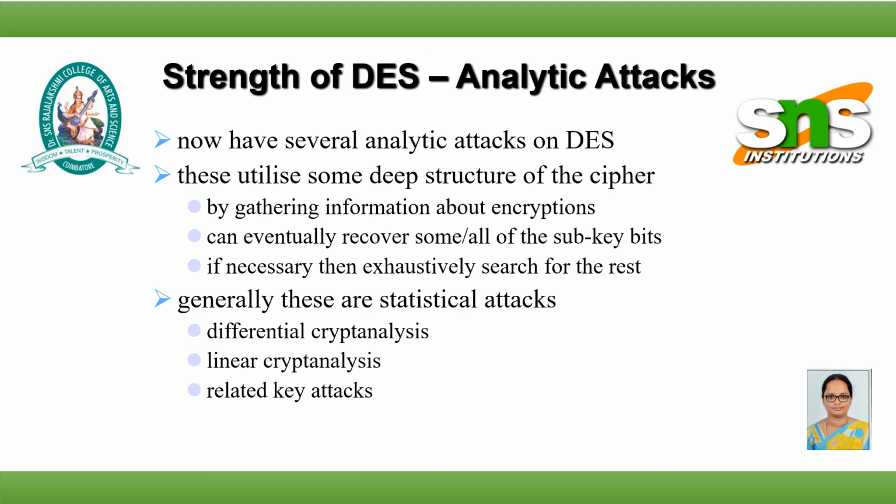We have several analytic attacks on the data encryption standard. They use the deep structure of the cipher. They gather information about the encryption, and eventually recover all of the subkey bits they need. If we are performing a search operation, we don't get the particular thing very easily. Generally, it uses statistical attacks: differential cryptanalysis, linear cryptanalysis, and related key attacks may be performed to hack the information we have passed with this DES algorithm.